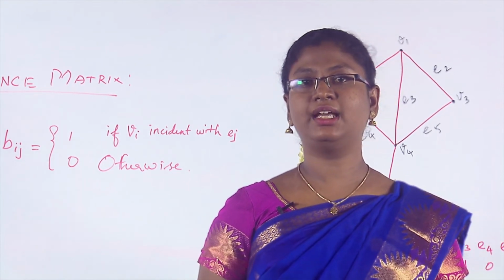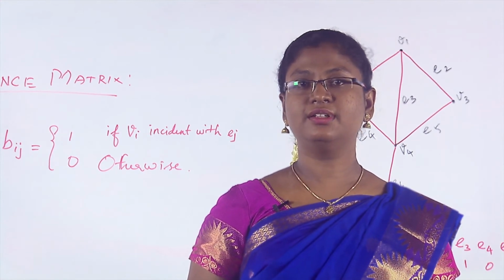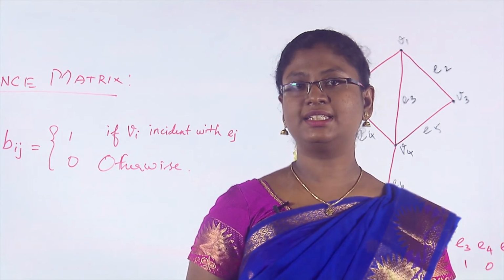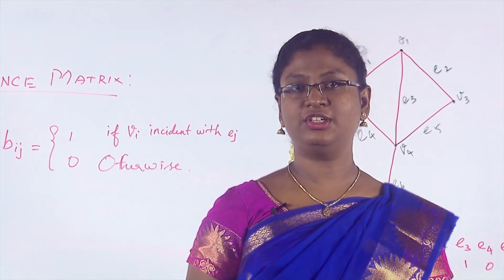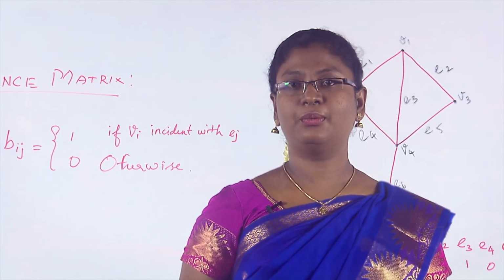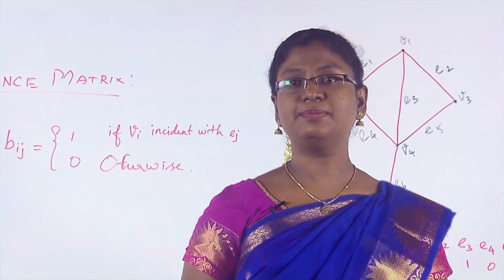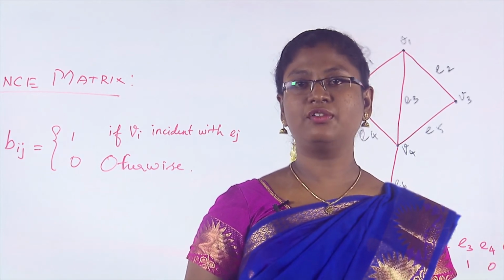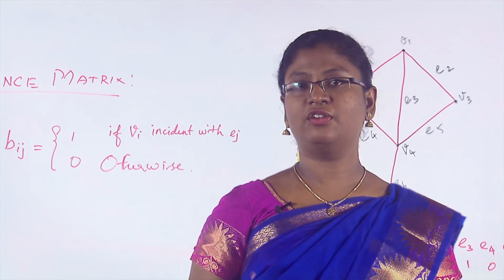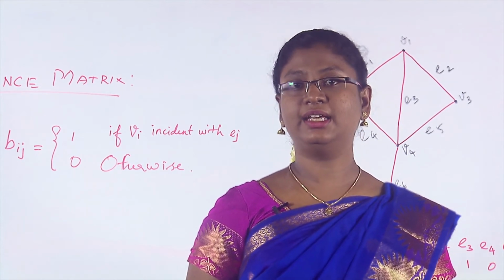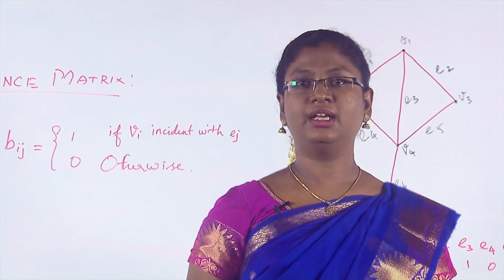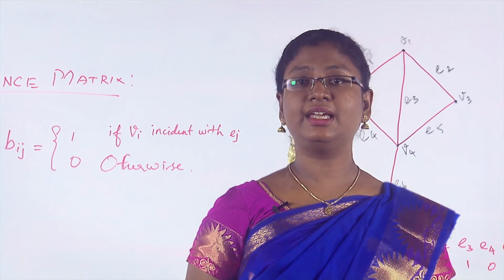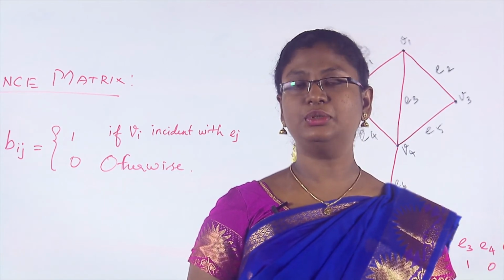Some observations regarding the incidence matrix are: the first one, a row with all 0 entries corresponds to an isolated vertex, that is, a vertex of degree 0. Second, a row with a single unit entry corresponds to a pendant vertex, that is, a vertex of degree 1. The number of ones in row i of the incidence matrix B is the degree of Vi. In B, the number of ones in each of its columns is 2, since each edge is incident with exactly 2 vertices.